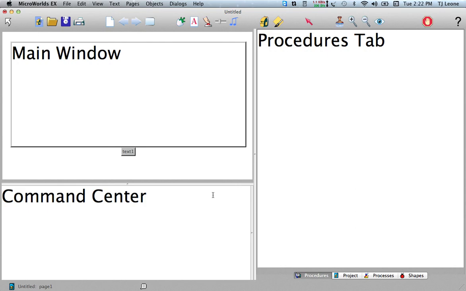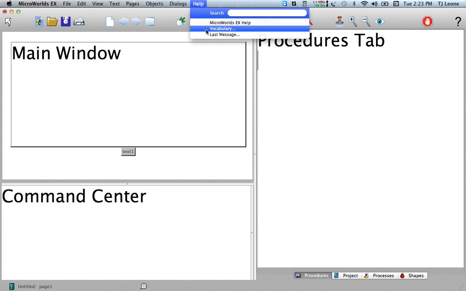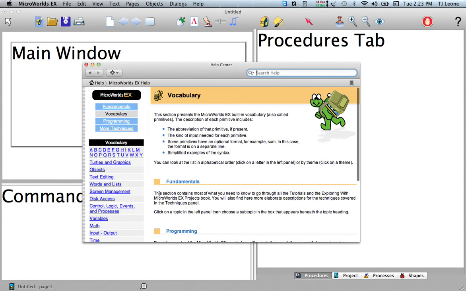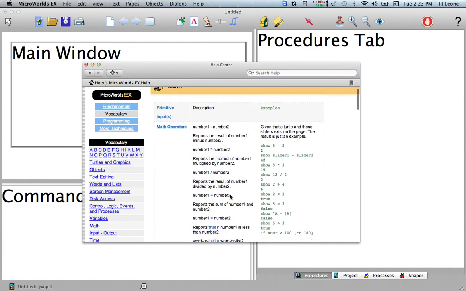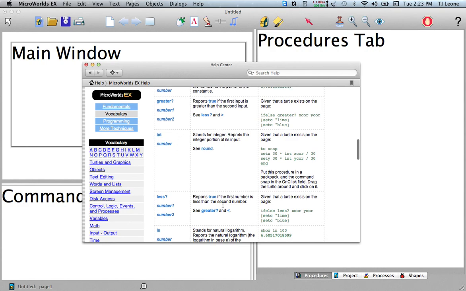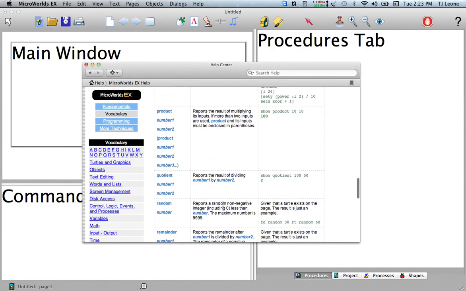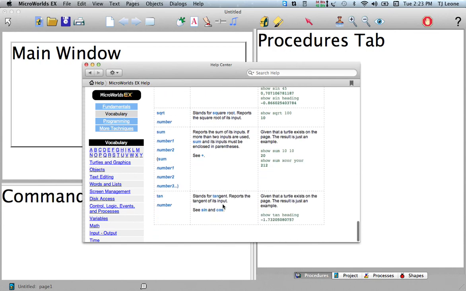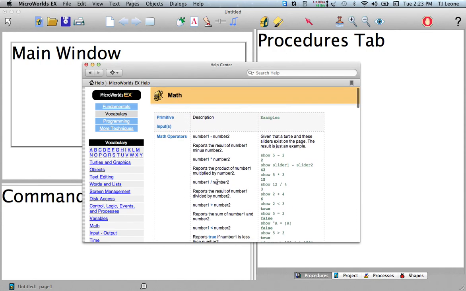Okay, so before we start putting any kind of graphics on the screen, we have a few lessons, a few things we need to discuss. For this lesson, we're going to talk about some of our math operations. If you go into the MicroWorlds vocabulary and look at math, you'll see there are all these different math operators. All of these are available in some form in Python, or you can build them some way. I'm just going to go over a few of them.